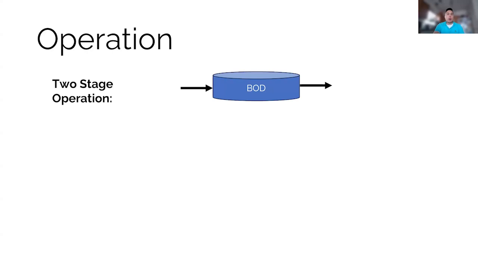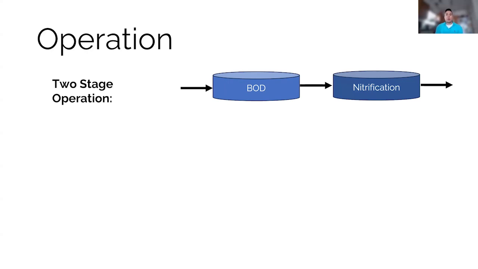Now, for operation, there are a couple different ways that these can be operated. So for a two-stage operation, these may be more shallow trickling filters. The first stage of the trickling filter would remove BOD, and the second would perform nitrification. And this is because those facultative bacteria are outcompeted by our aerobic heterotrophic bacteria for nutrients.